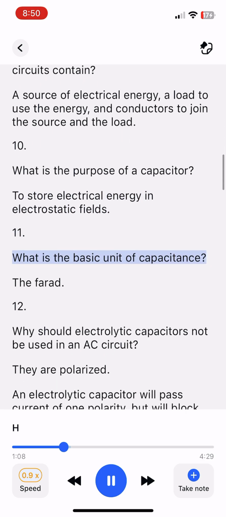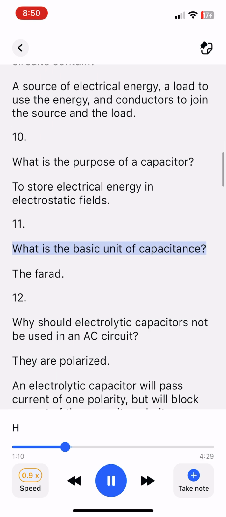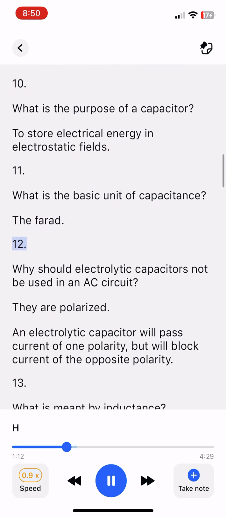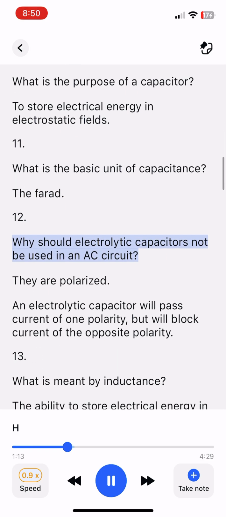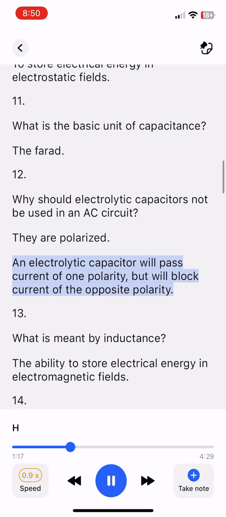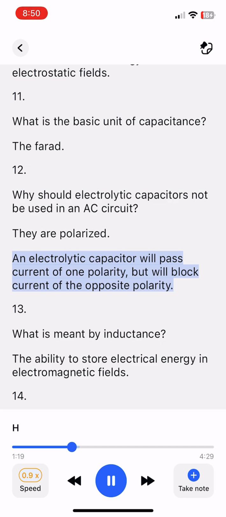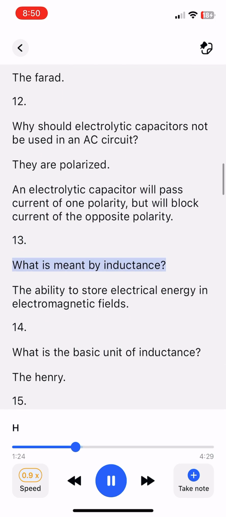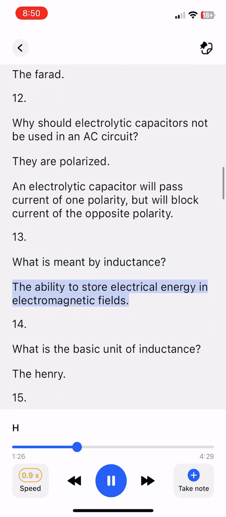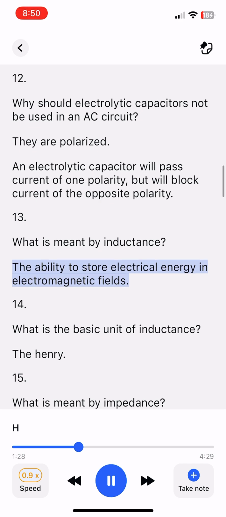11. What is the basic unit of capacitance? The farad. 12. Why should electrolytic capacitors not be used in an alternating current circuit? They are polarized. An electrolytic capacitor will pass current of one polarity, but will block current of the opposite polarity. 13. What is meant by inductance? The ability to store electrical energy in electromagnetic fields.